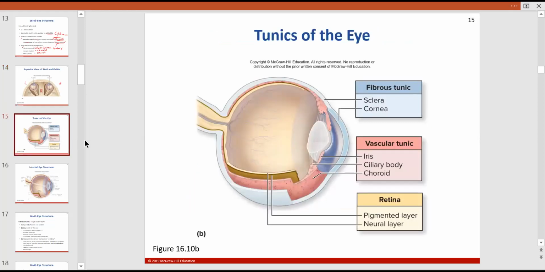This is really good. This is why I kept this in here. I know there's a lot in this PowerPoint, but the pre-lab, again, is really great. I'm going to show you that before you go on and do your lab. So the outer part, again, is the fibrous tunic. This is kind of memorization now. And you can see, again, this is the eye from the mid-sagittal section.